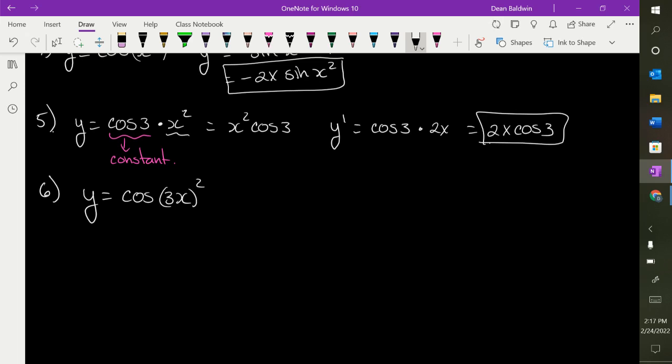So now it's the 3x being squared, not the cosine. So to do the derivative, start on the outside. The outside function is cosine. So the derivative of cosine is negative sine of 3x all squared, times the next function in, which is actually the squared, because the squared is just on the 3x, which is inside of the cosine.